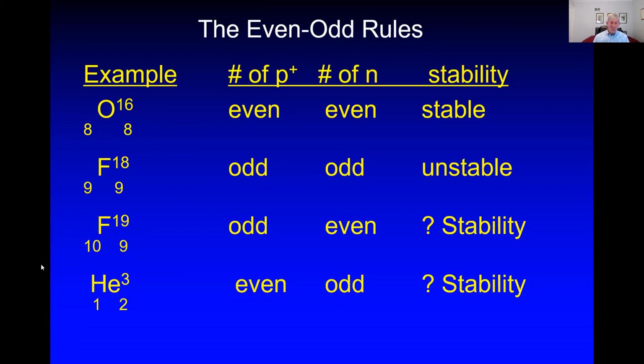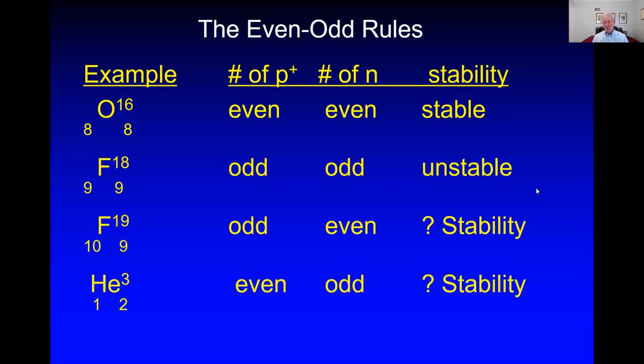But look at this one. This is fluorine 9, 10, 19. This is the fluoride that you brush your teeth with every day. It's odd-even. And your prediction would be a big question mark. You don't know. It happens to be stable. Helium 3 is even-odd, and it's questionable stability. It also happens to be stable, but you have no way to predict it. So the only time you can really make a decent prediction is if it's even-even, stable. It's odd-odd, unstable.